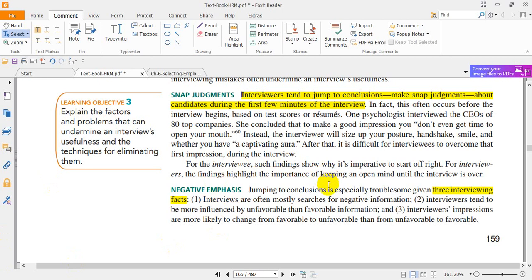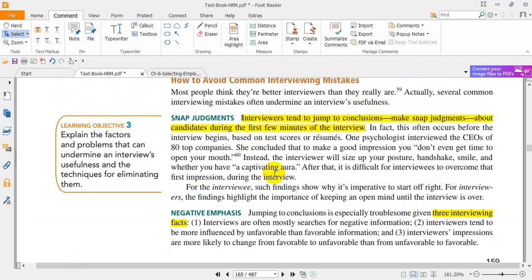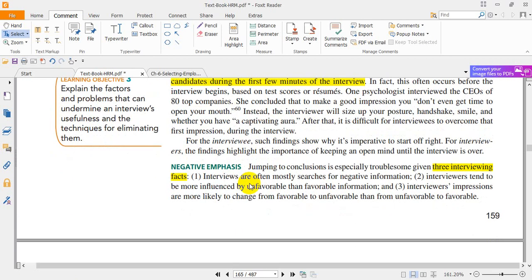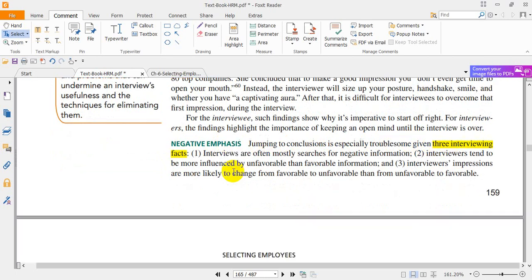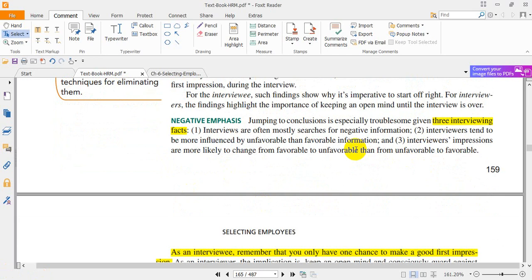Negative emphasis, jumping to conclusions, this is another mistake. Negative emphasis: jumping to conclusions is especially troublesome given the interviewing facts. Interviews are often mostly a search for negative information.